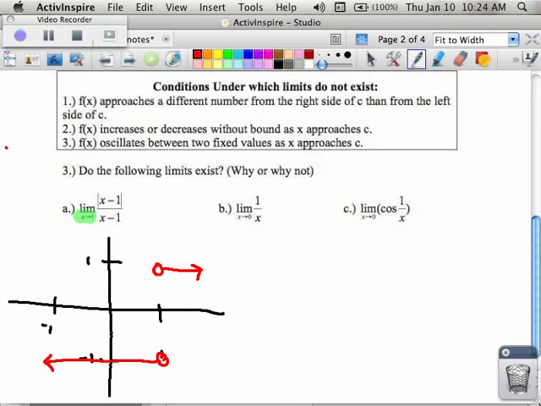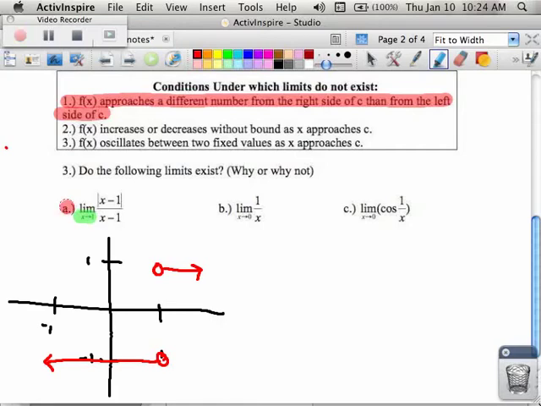value? 1. Do you notice how they're different numbers? Yes. That's not allowed. That's when a limit doesn't exist. So letter A is talking about that you are approaching a different number from the right-hand side than you are from the left-hand side. So letter A is talking about condition 1.